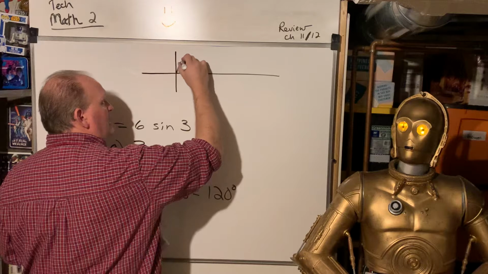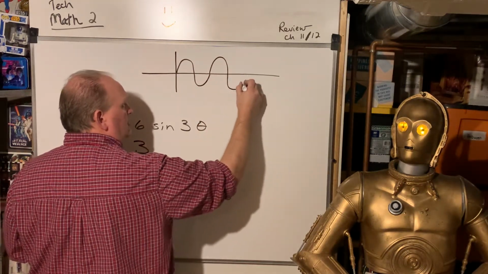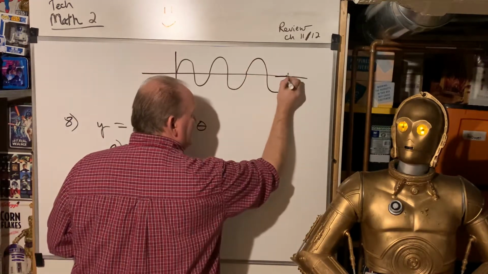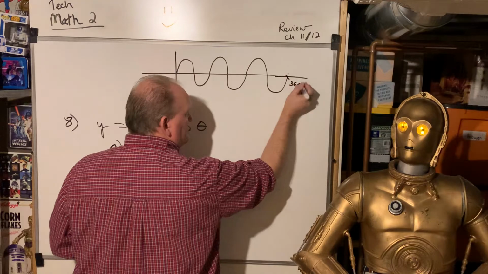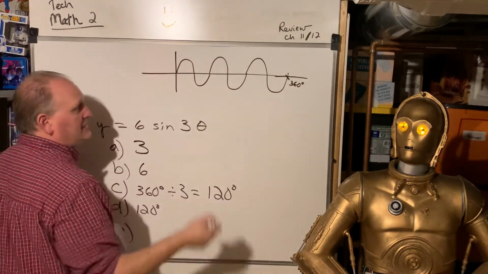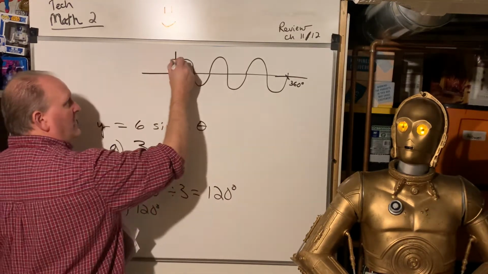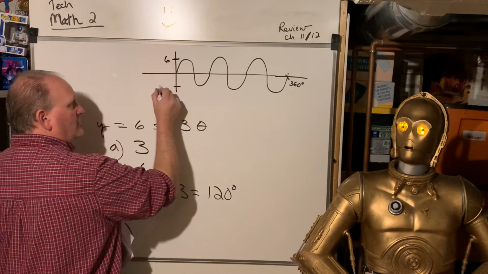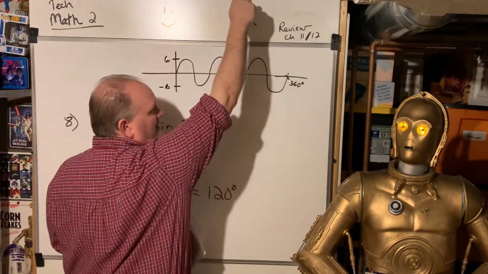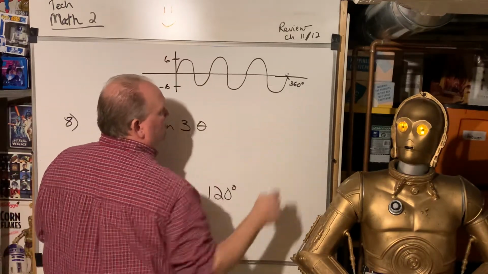So here, we're going to sketch 1, 2, 3 cycles, all right? And now that is 360 degrees. Normally, just 1 sine wave goes 0 to 360, but this time we get 3 for the price of 1 because of that 3. Now it's going up as high as 6 and down as low as -6 because of the 6. So it's higher than the normal sine wave, and there's 3 of them squished in there.